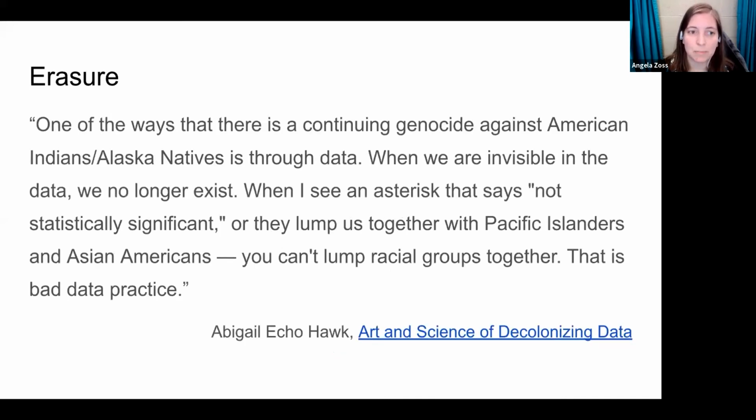For the next few days in this symposium, we're gathering together to talk about data and data visualization. And if there's anything that is absolutely required for the work we do, it is that data has to exist. We can't clean or visualize or try to understand data in whatever form it might take if it hasn't been collected. This quote is from Abigail Echohawk, the director of the Urban Indian Health Institute and the executive vice president of the Seattle Indian Health Board: "One of the ways that there is a continuing genocide against American Indians and Alaska Natives is through data."